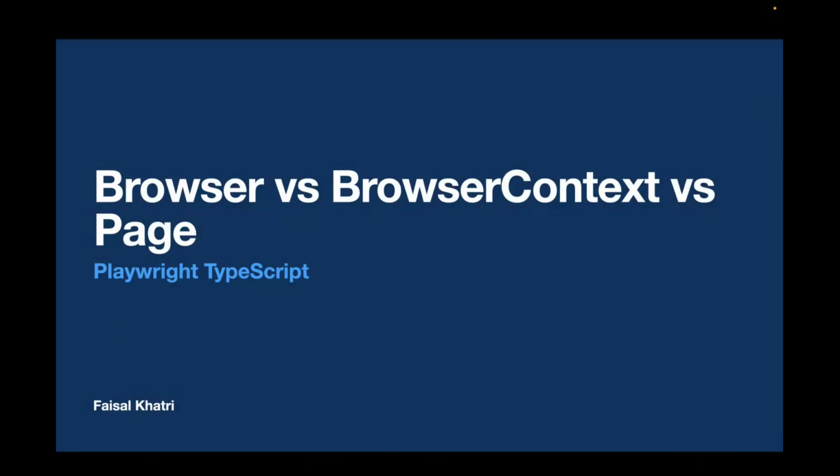Hello everyone. Have you ever wondered what's the difference between browser, context, and page in Playwright? Should you use the page fixture? When should you use browser.newContext? And why do experienced Playwright engineers recommend avoiding chromium.launch inside your Playwright test?